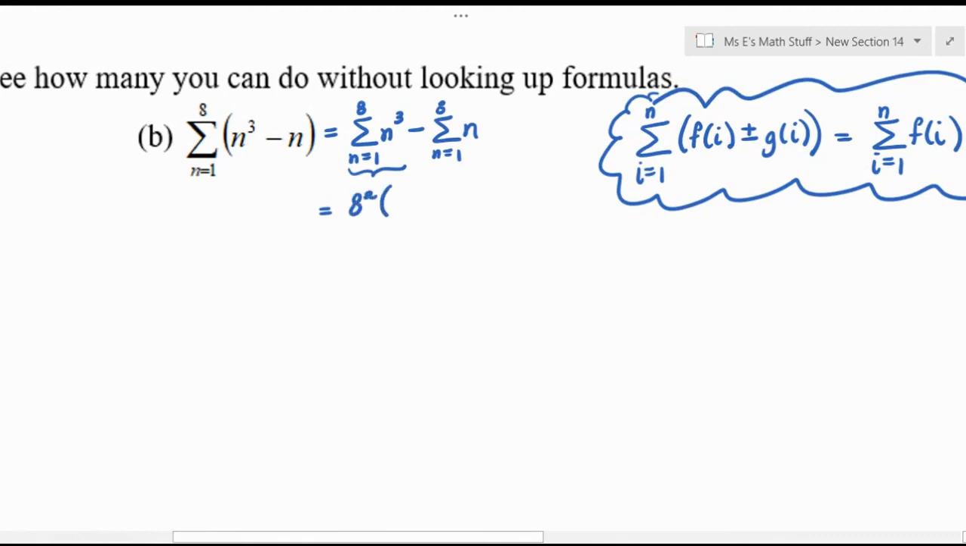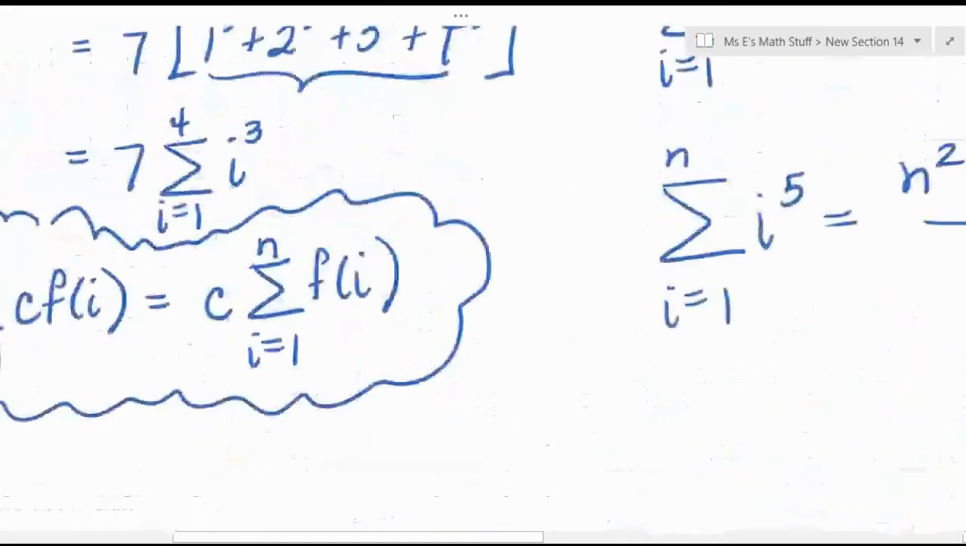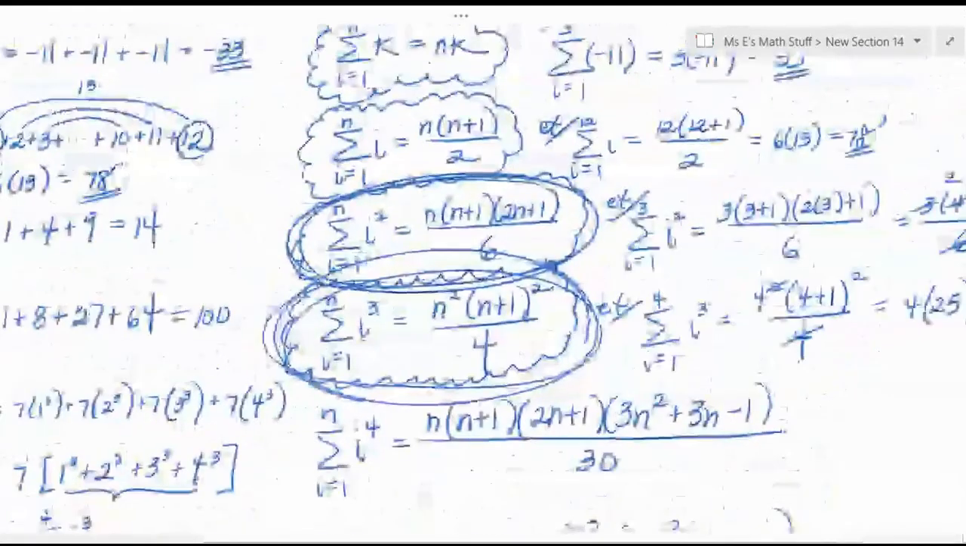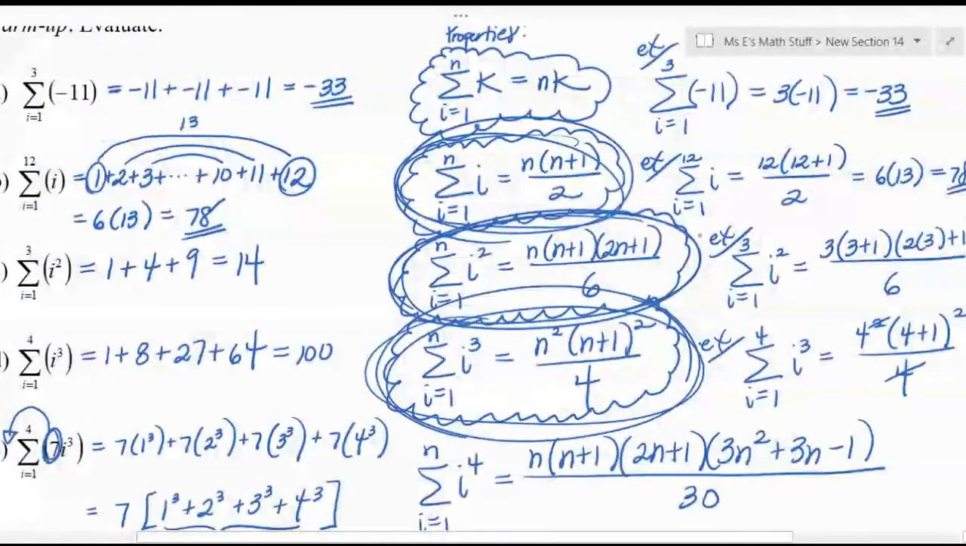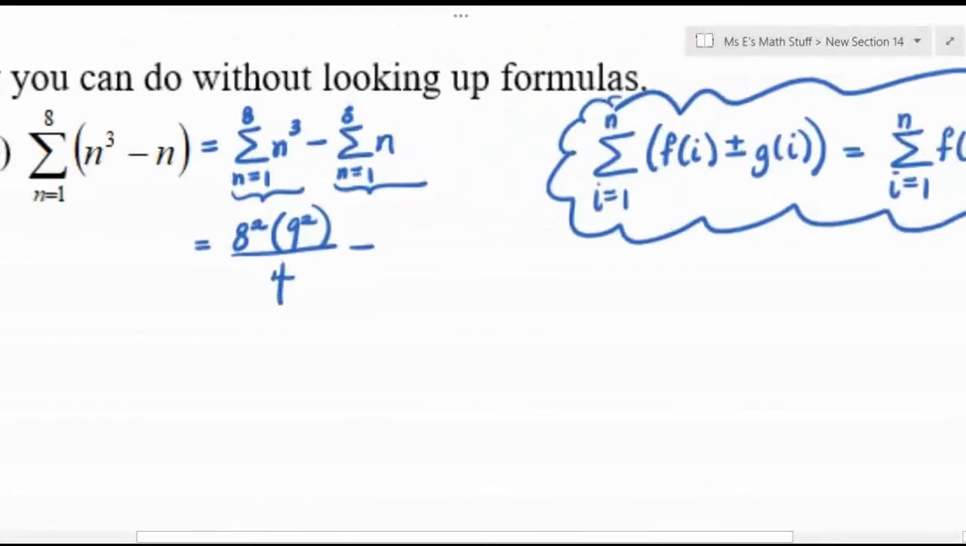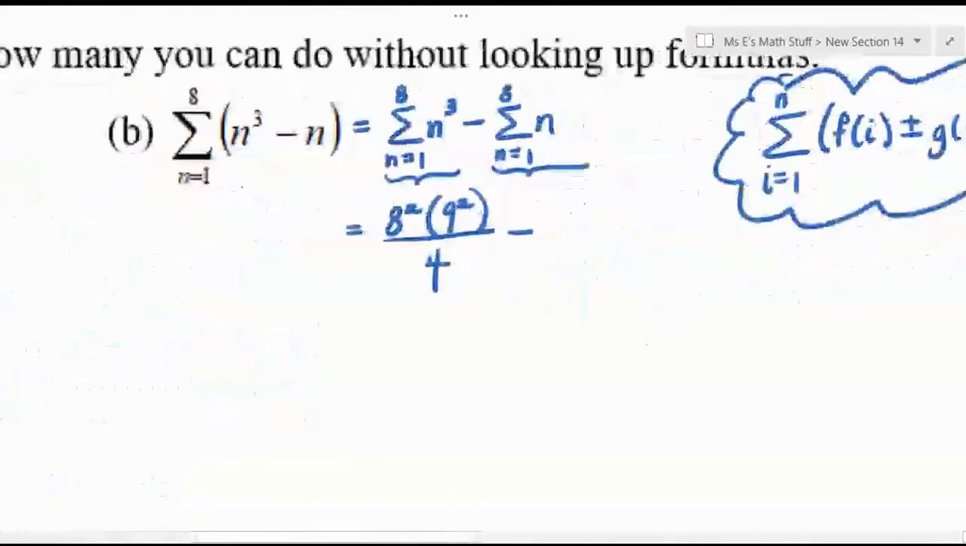So you would have 8 squared times 8 plus 1 squared, which would just be 9 squared, and then all over 4, like that. That would be the sum of all the cubes. And then you're going to take away the sum of all the n's. And so for this one, you would be using this property right here, where you just make sure you put your upper bound in for all the n's. So you'd have your upper bound times your upper bound plus 1 all over 2, like that.